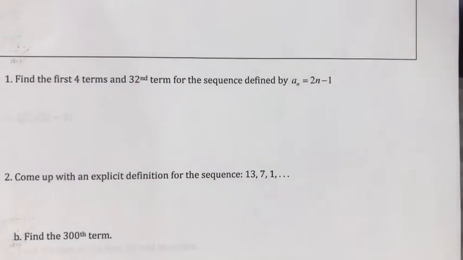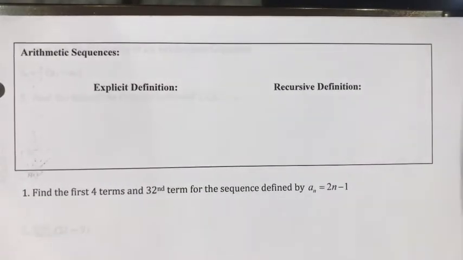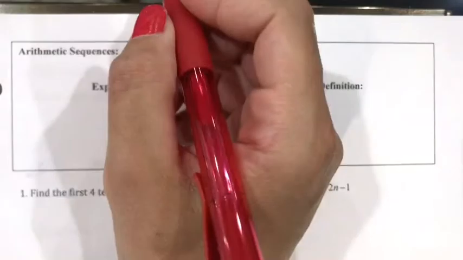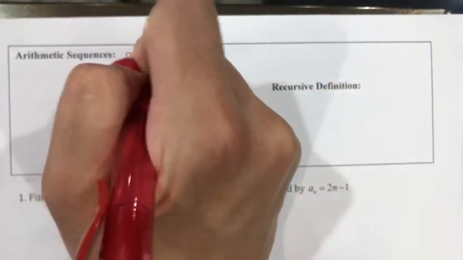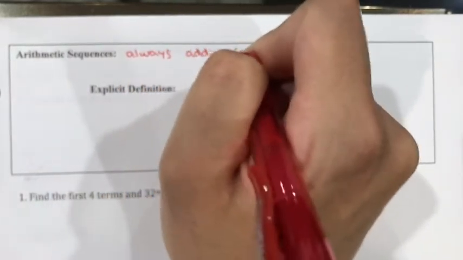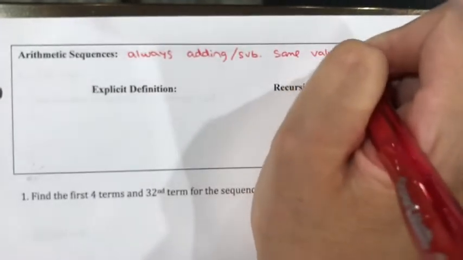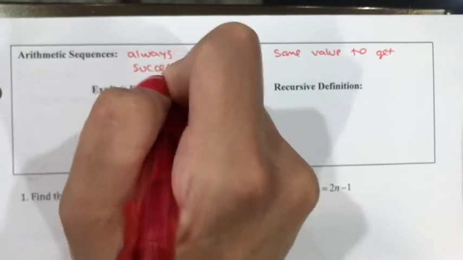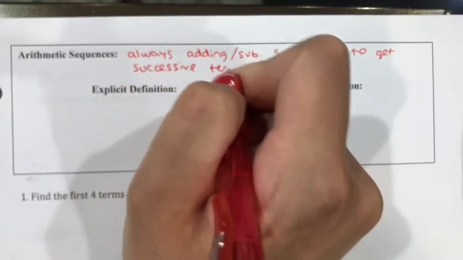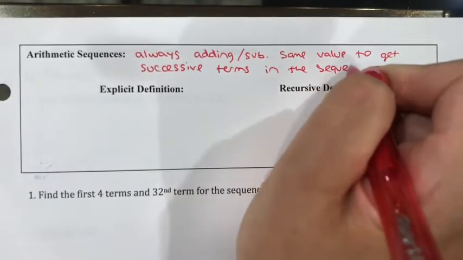And we have a couple different ways of expressing arithmetic sequences. Let's write the definition down again. We are always adding or subtracting the same value to get successive terms in the sequence.